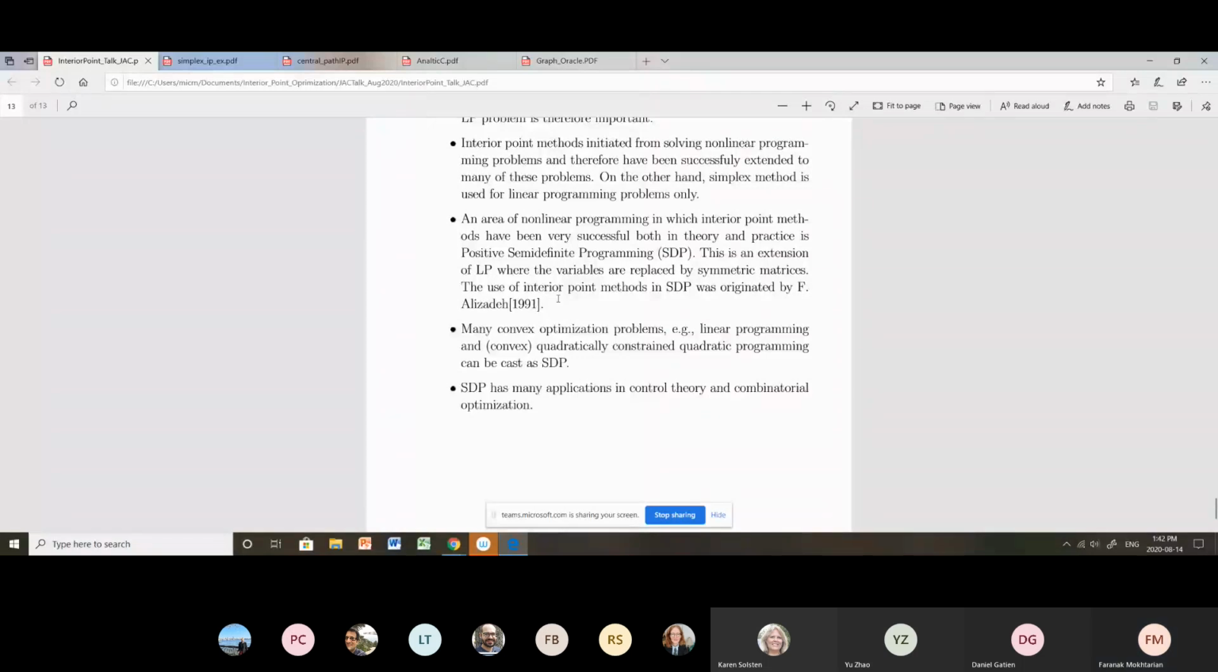And because many convex optimization problems, such as linear programming and convex quadratically constrained quadratic programs, can be cast as semi-definite programming, as well as several other nonlinear programming problems, they have many applications in control theory and combinatorial optimization.